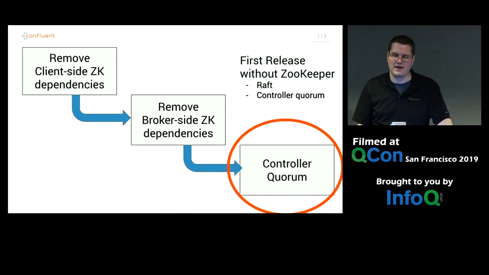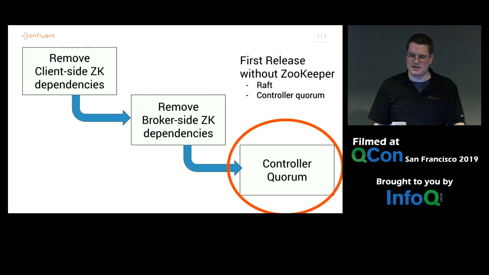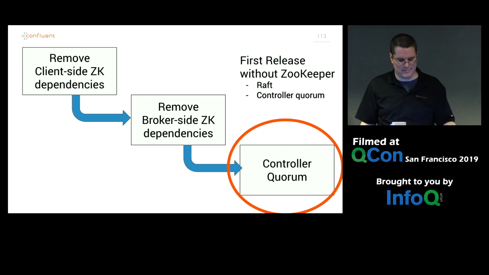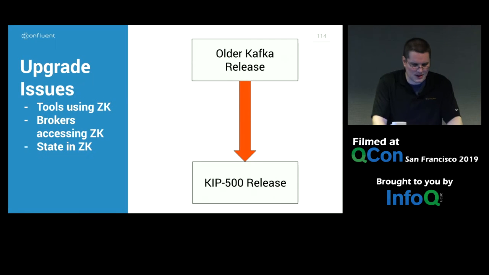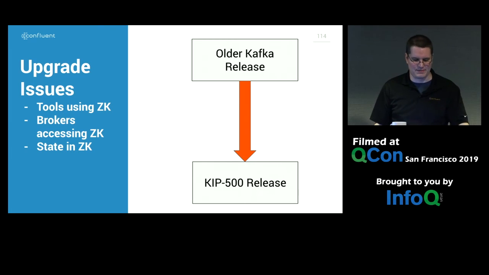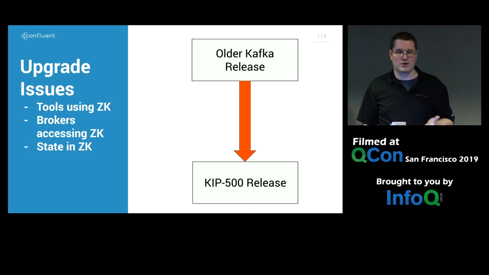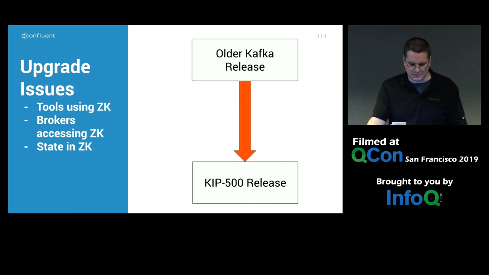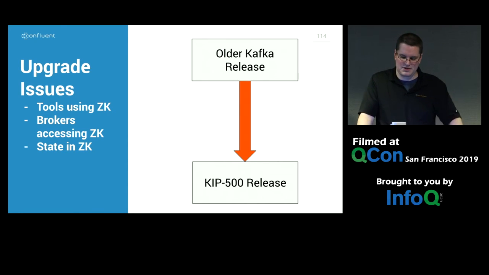And finally, the final phase is this controller quorum, and basically reworking the controller in terms of it. And this includes implementing Raft as well. So let's say, once we've implemented all this stuff, you're going to need a way to upgrade to it. And this is a problem because right now you probably have tools running around which are directly accessing Zookeeper. You have brokers running around accessing Zookeeper, and you have a lot of state in Zookeeper. So if you were to try to jump directly to a KIP 500 release, it wouldn't be really possible to do that through a rolling upgrade.